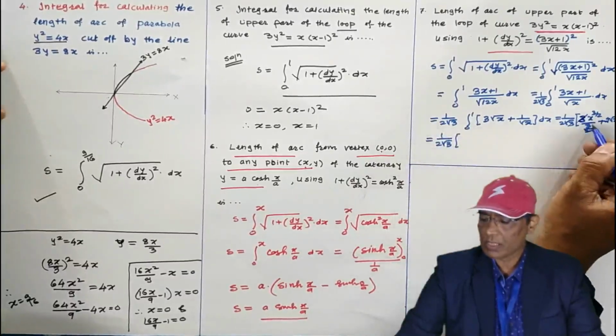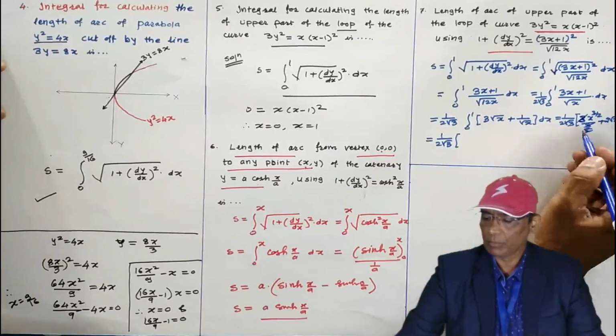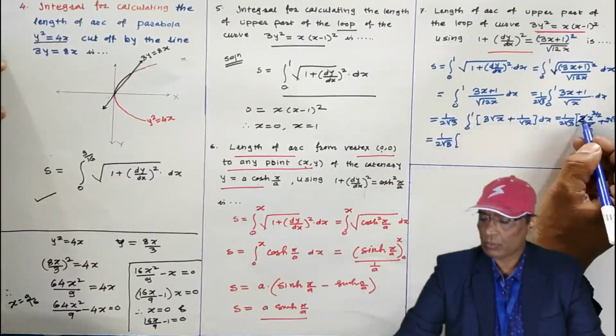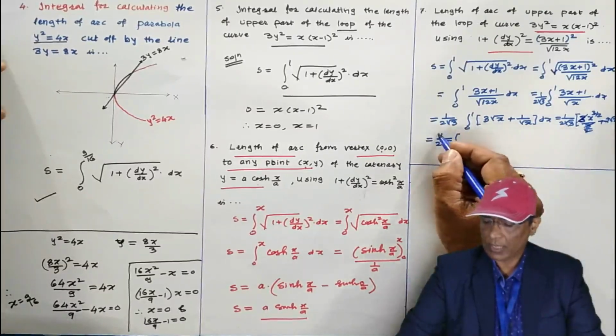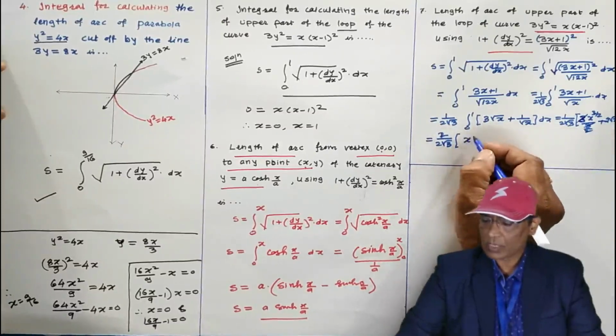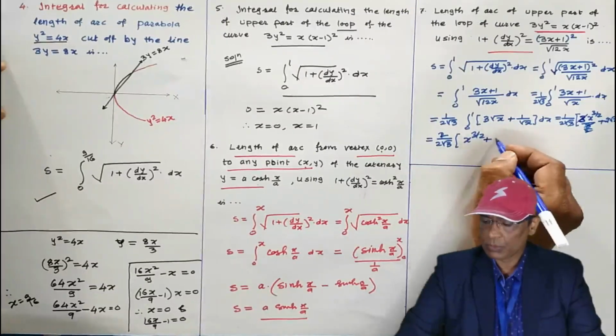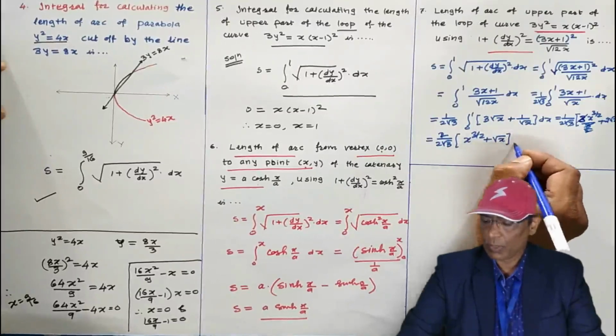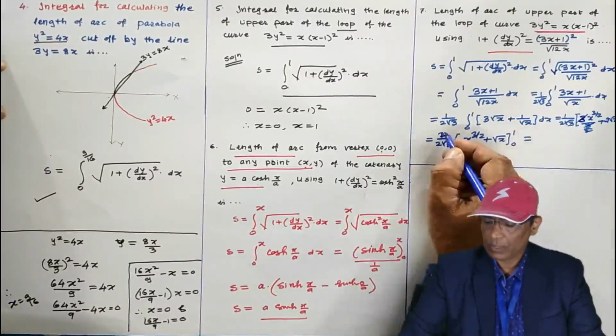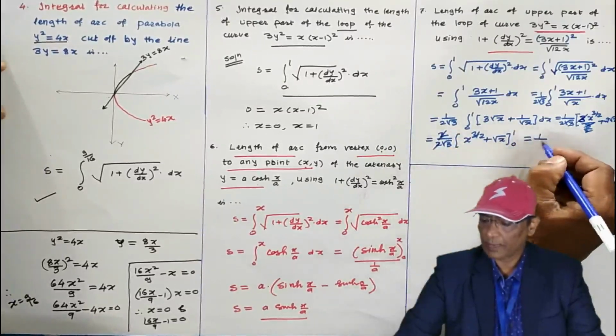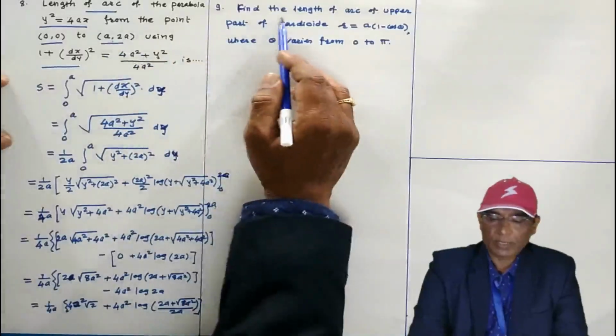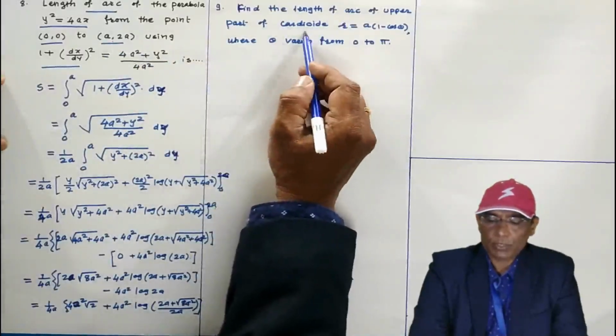See, this 3 and this 3 will get cancelled. This 2 will jump into the numerator, and then this 2 and this 2 I am taking outside, directly writing 2 here: x raised to 3/2 plus root x. Put the upper limit and lower limit, this 2 gets cancelled, giving 1 by root 3. We found the length of the arc of the upper part of the cardioid.